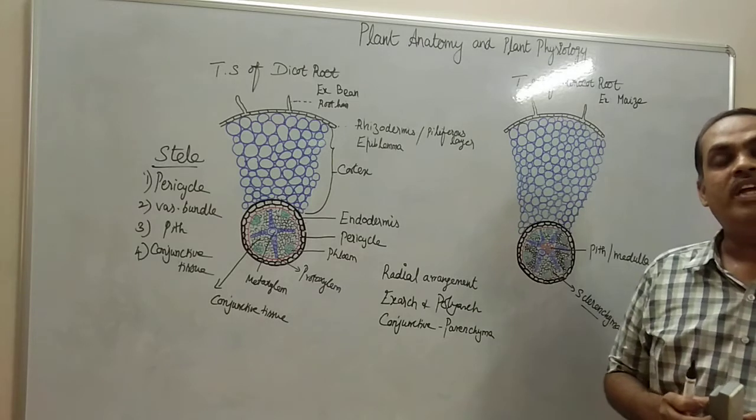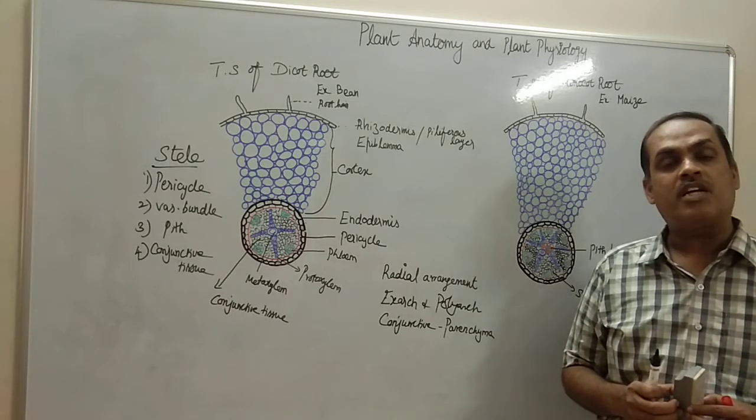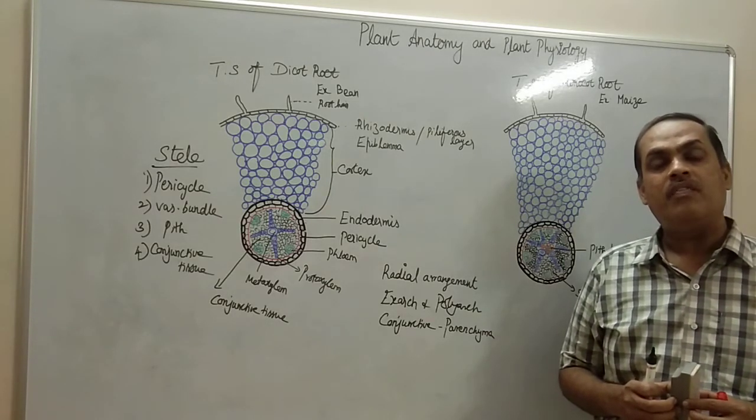So, in this class, we have understood the internal structure of the dicot root and the monocot root.